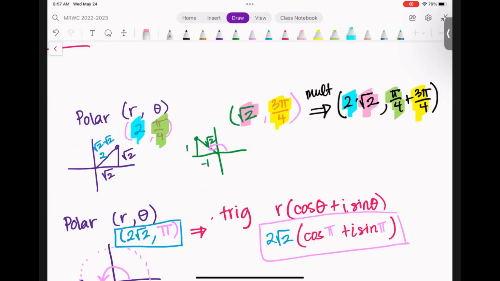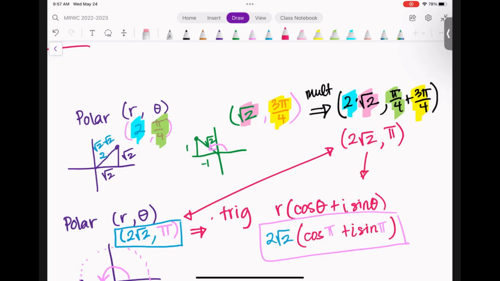Then I'm just going to simplify. My answer is 2 root 2 comma pi over 4 plus 3 pi over 4, which is pi. And notice we got the same exact answer. Which way do you like better? Great, do that way. And then putting it into trig form is no different. It's going to be the exact same, so I'm not even going to do that.